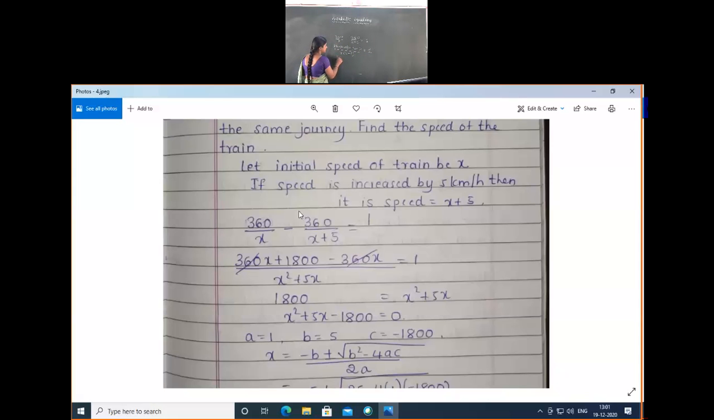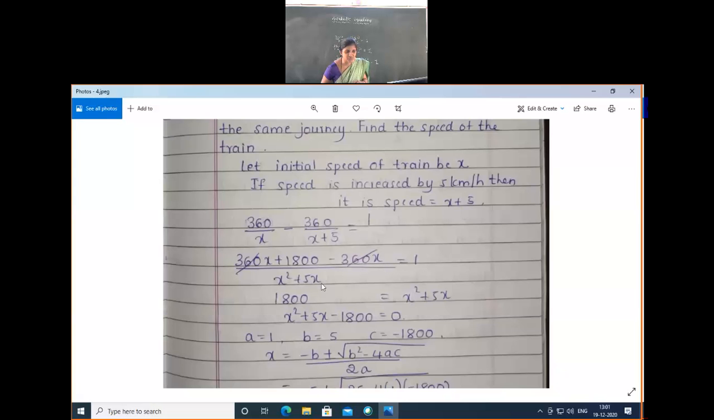So next, 360 into x is 360x. Then 360 into 5 is 1800. So minus 360x, divided by x into x is x square. Then x into 5 is 5x, which is equal to 1. Now you got the connection now? Yes, got the idea of this step? Now 360x minus 360x get cancelled. So here 1800 divided by x square plus 5x is equal to 1.